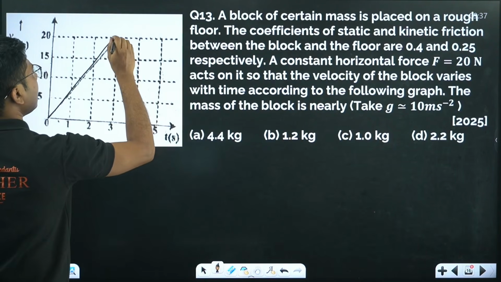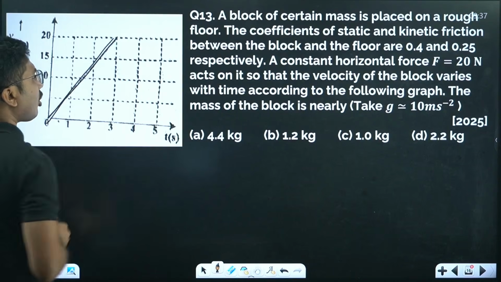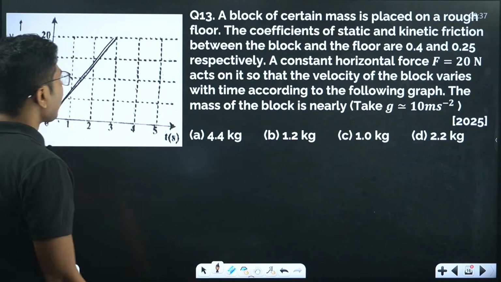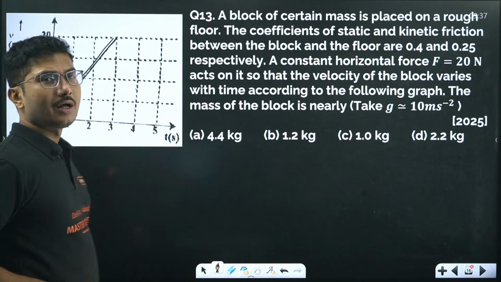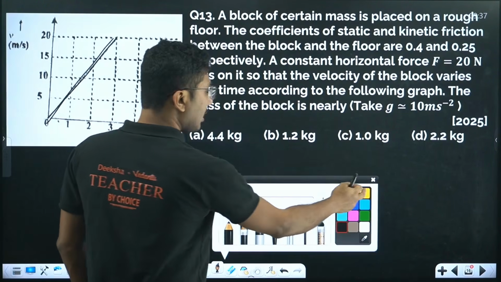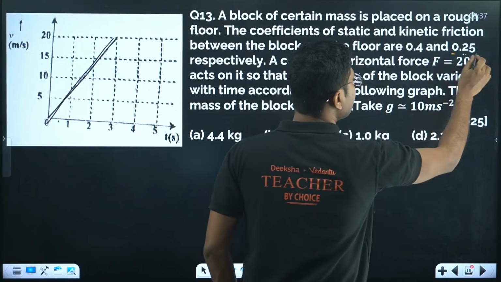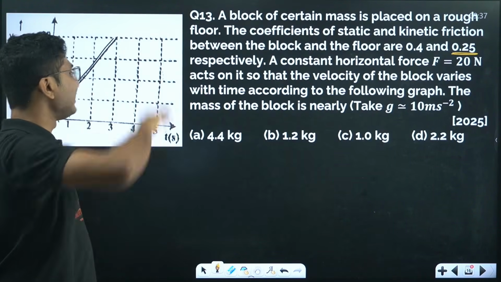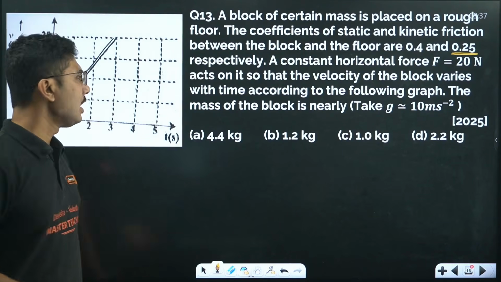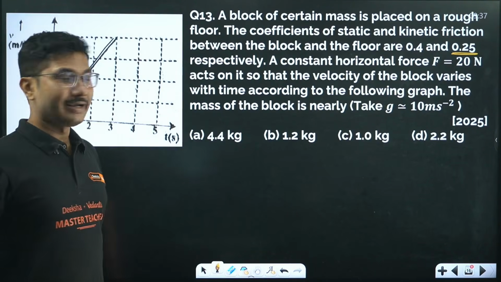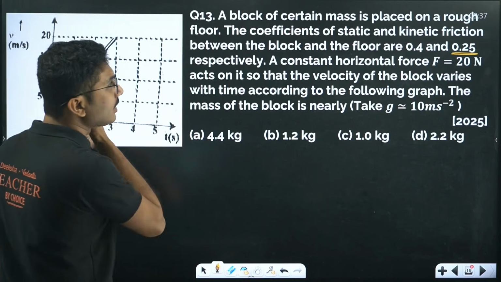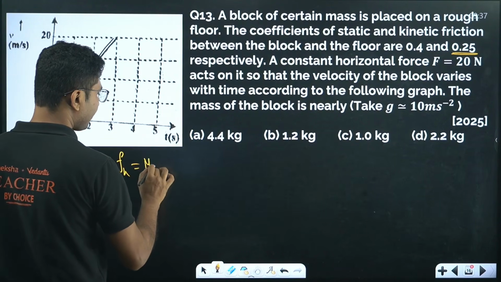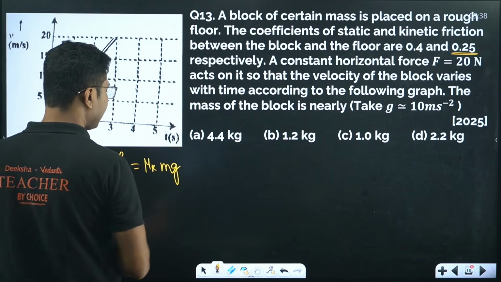That means what? The object is moving. So object is moving means, which friction do we need to consider? If the object is moving, we only need to consider the kinetic friction. We do not need to consider the static friction at all, because from the graph we can see that the object is not at rest, the object is moving. So what is the kinetic friction? Because it's a horizontal surface, the kinetic friction must be mu k mg. Okay, this is the kinetic friction.